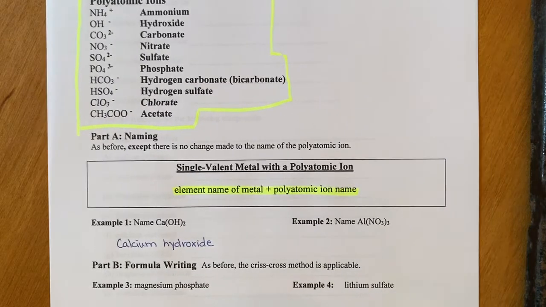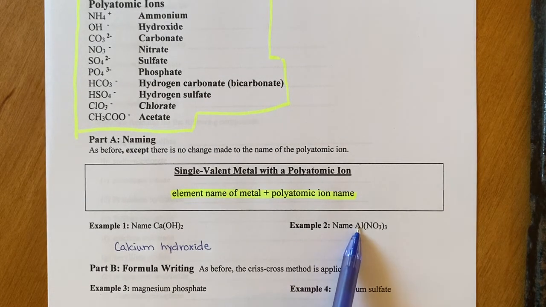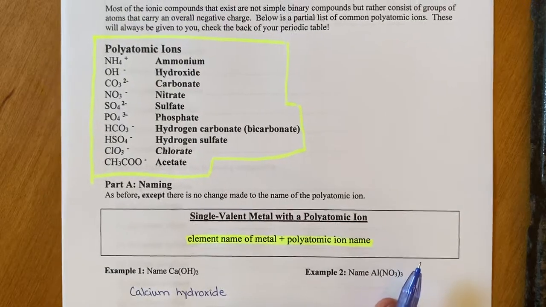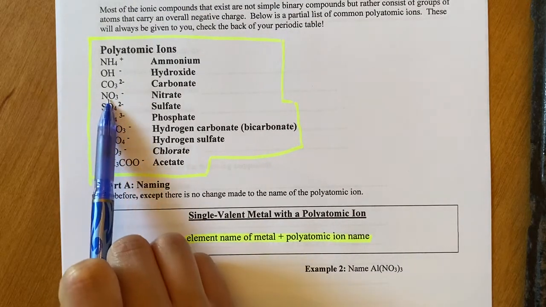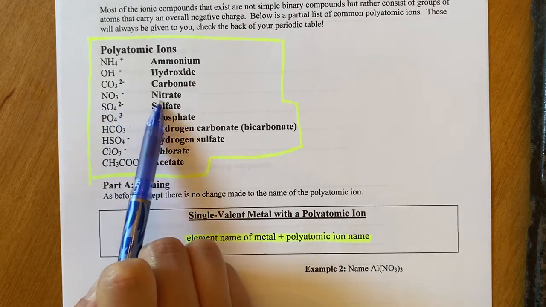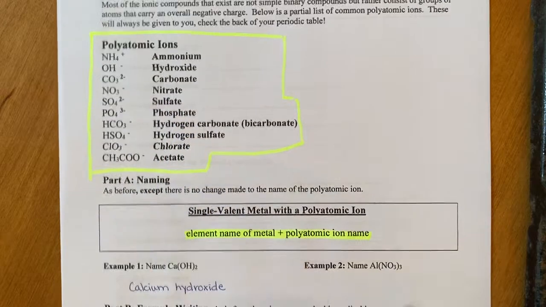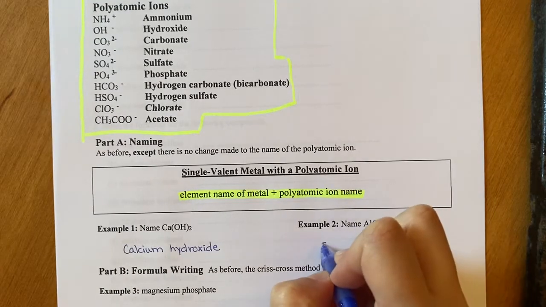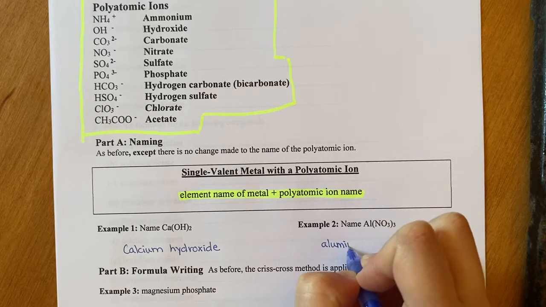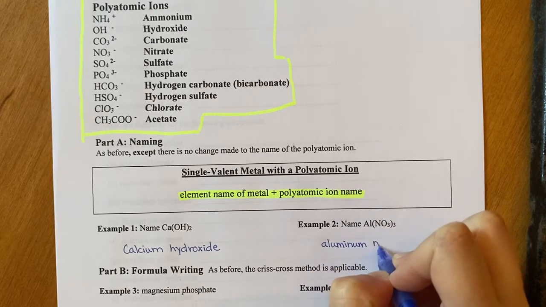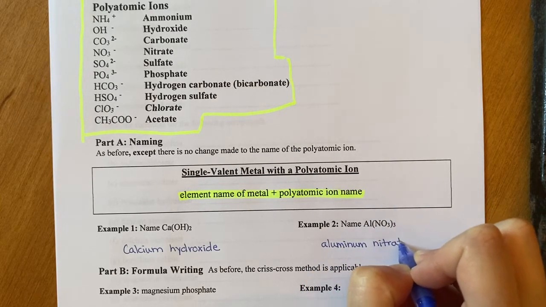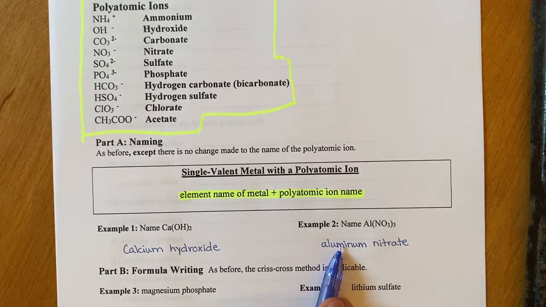And that's it. Example number 2, we have aluminum, that's our metal, and then NO3. Looking at the list here, there it is, NO3. It's called nitrate. So we would call this aluminum nitrate. So name of the metal unchanged, name of the polyatomic ion unchanged.